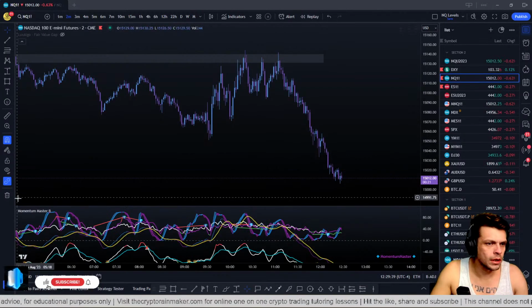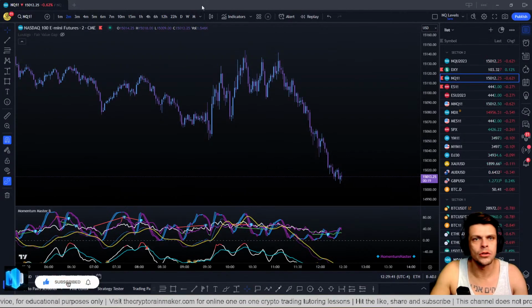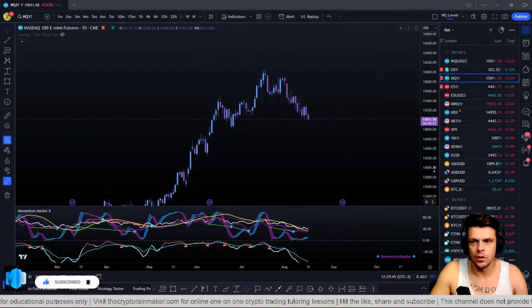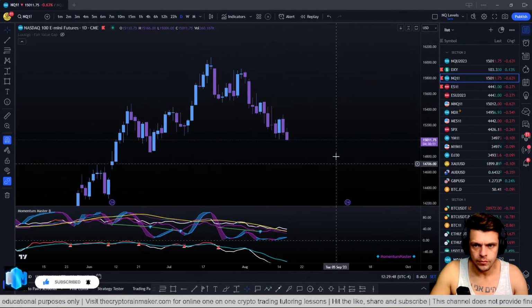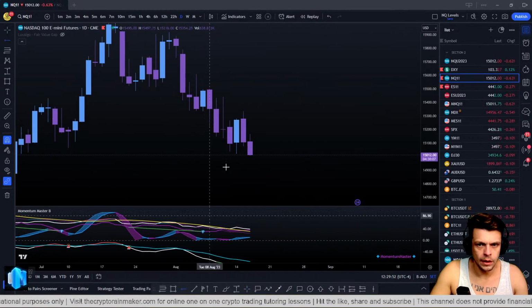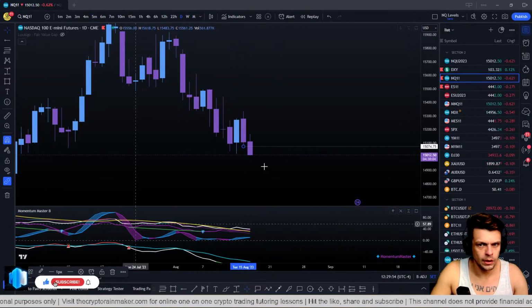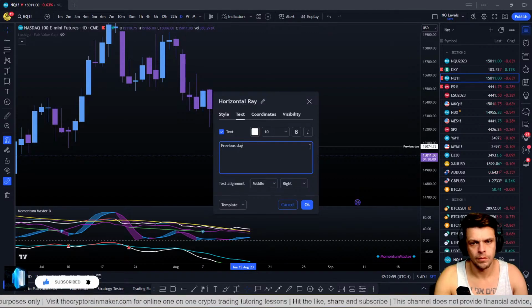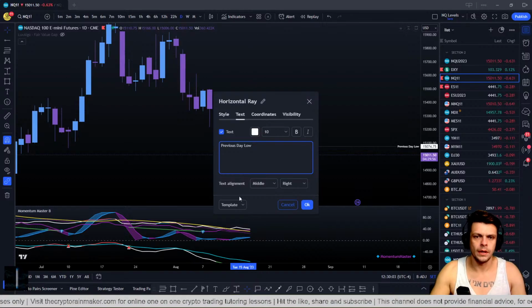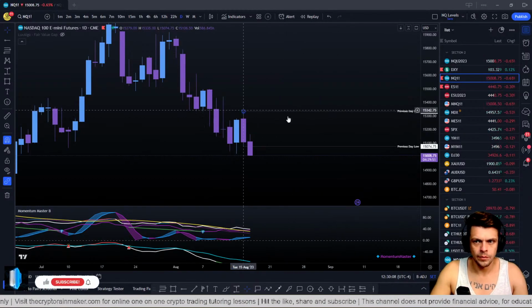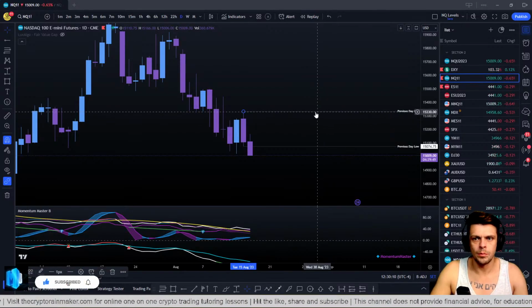All right, so I'm just going to delete everything on the chart. Let's start fresh. On the daily chart, what I like to do is just mark off the previous day low and high. And we're just going to copy this line, mark this as our previous day high.